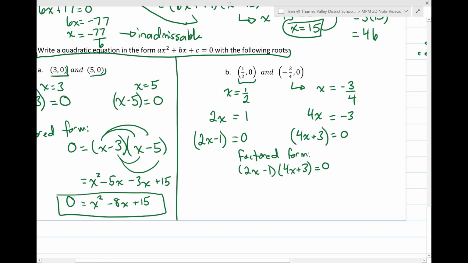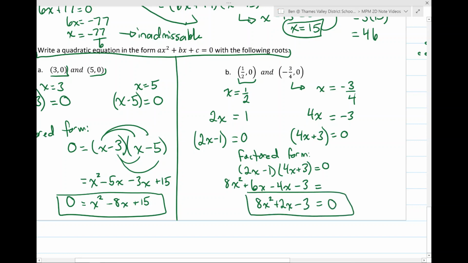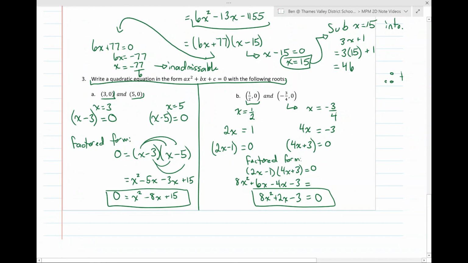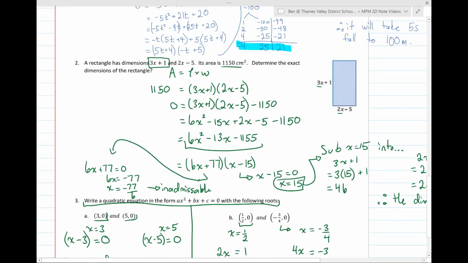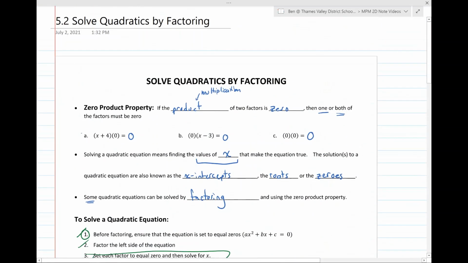And from here, we're working. And again, we apply our FOIL. So that is 8x squared plus 6x minus 4x minus 3 all equals 0. And then we can collect our like terms. So that is 8x squared plus 2x minus 3. There we are. It's in standard form as the question asked. So I'm hoping now you should be ready to handle the homework here. Try it out and see how it goes.